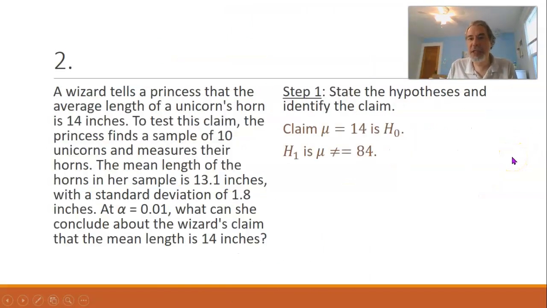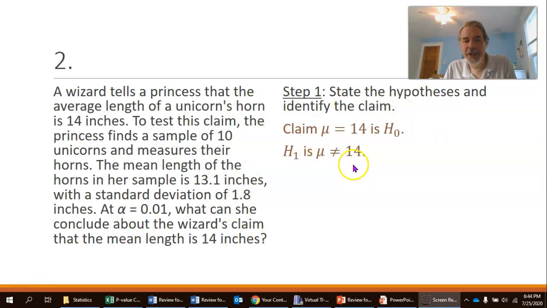Okay, let's work through those same 5 steps. Step 1, the claim is that mu is equal to 14. And I apologize, I had to go in and fix that. The claim is the null hypothesis because it's got an equal sign in it. The alternative hypothesis would be what's true if the null is not true, that mu is not 14. So it either is 14 or it's not. The wizard is either correct that it's 14 or the wizard is incorrect. It's something different from 14.